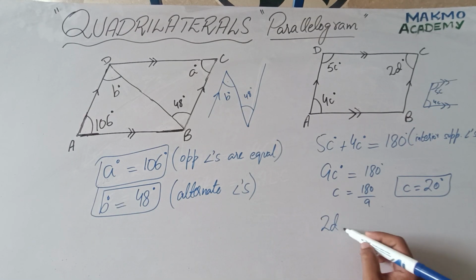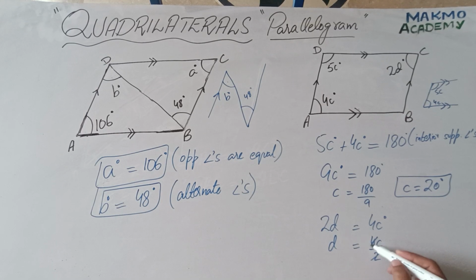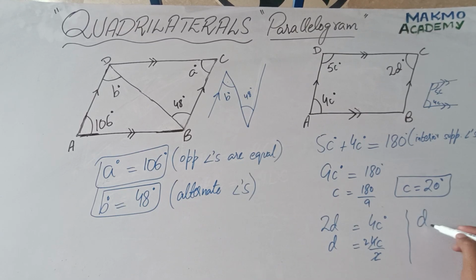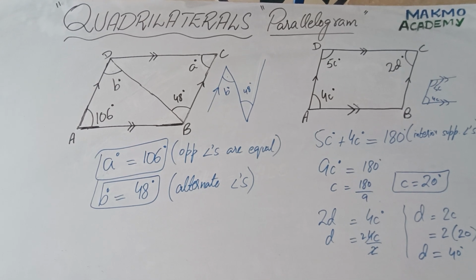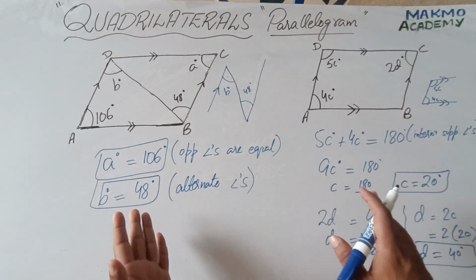So 2D is equal to 4C, then D is equal to 4C upon 2, which gives D is equal to 2C. Now we will substitute the size of C which we have found. So D is equal to 40 degrees. This is how we can find the size of unknown angles. So we have found C, and we have found the size of D. So this is all about these two problems.